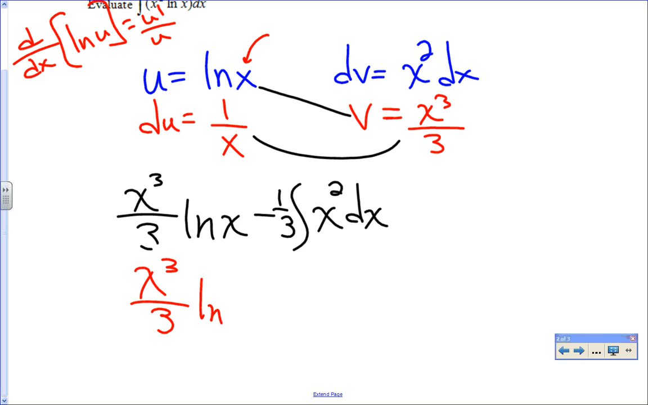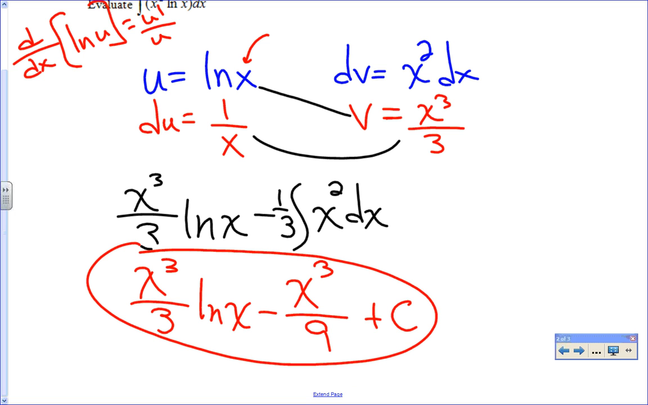X cubed over 3 natural log of x minus, well, if you take the antiderivative of x squared, that's x to the third over 3, right? Well, times a 1/3 is x to the third over 9. And don't forget, because this is, once again, indefinite, plus a constant.